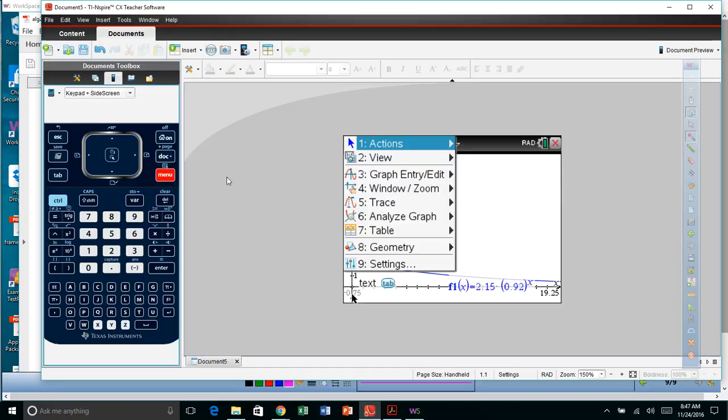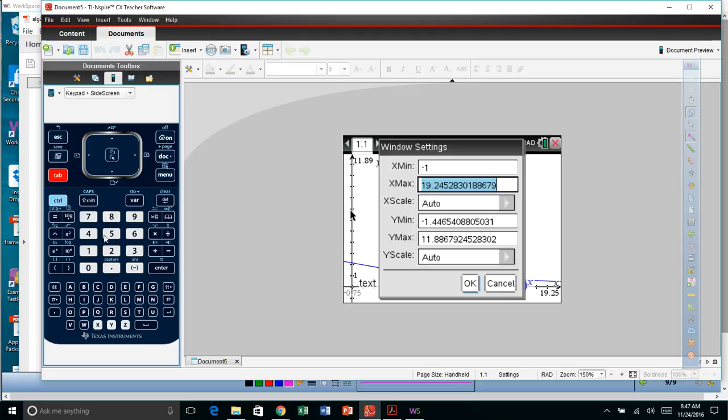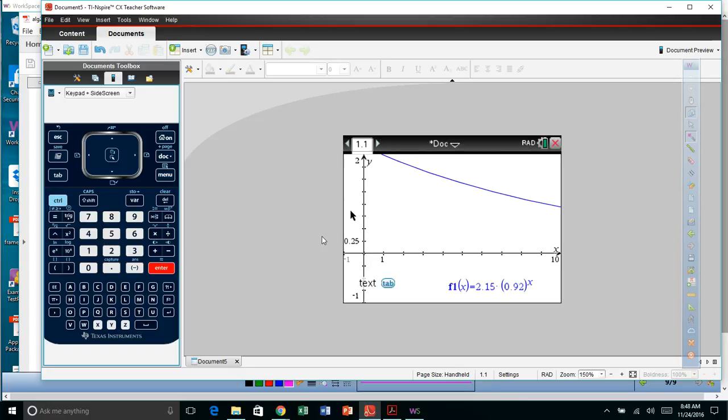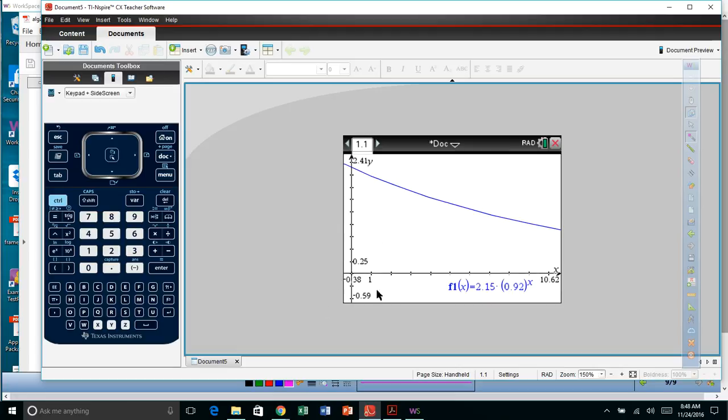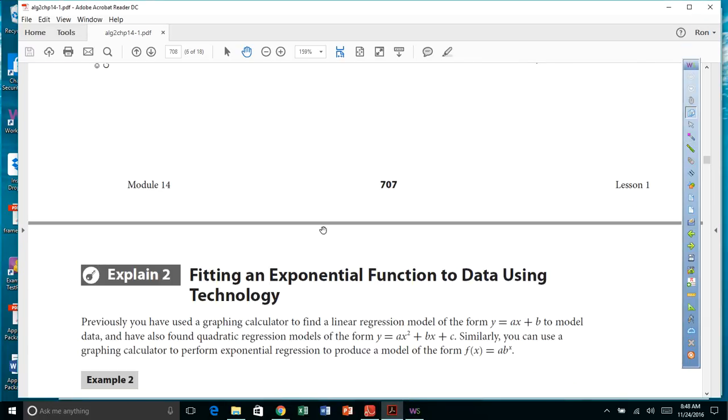Okay, menu, window. So we went -1, and we'll say 10, 1, -1, and we'll put 2, and we'll put 0.25. So it looks something like, and that kind of resembles what we did. Yeah, not too shabby. What do we got here?